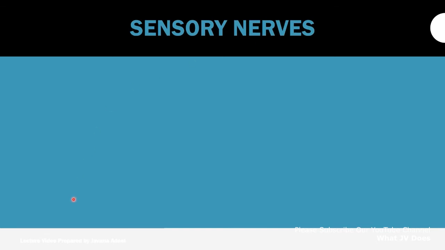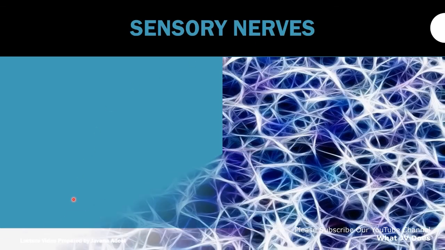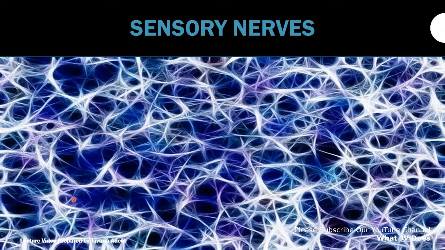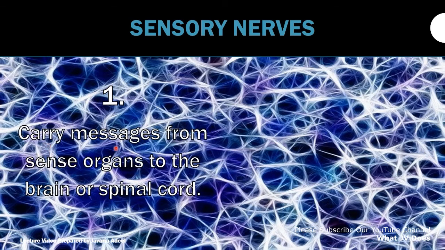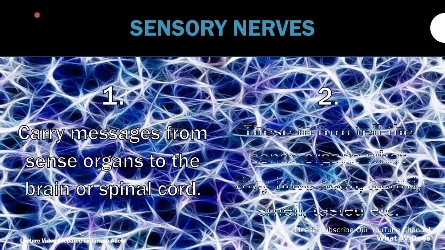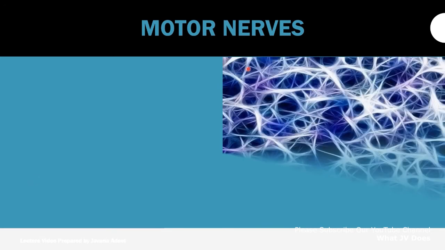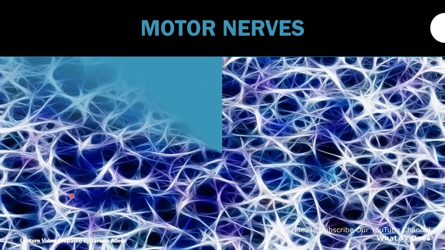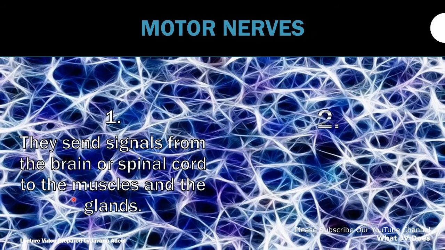Now, let's have a look at how sensory nerves work. Well, sensory nerves carry messages and signals from the sense organs to the brain or the spinal cord. From there, in turn, they tell the sense organs what they have seen, heard, smelled, tasted, or felt. The motor nerves, on the other hand, send signals from the brain or spinal cord to the muscles and glands. These signals make muscles move.